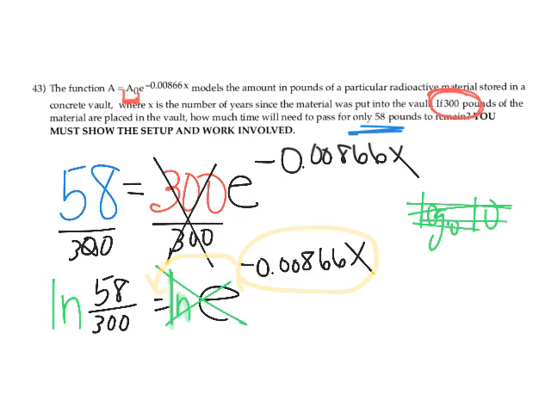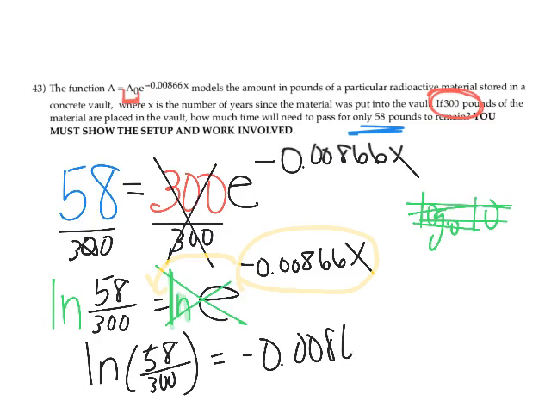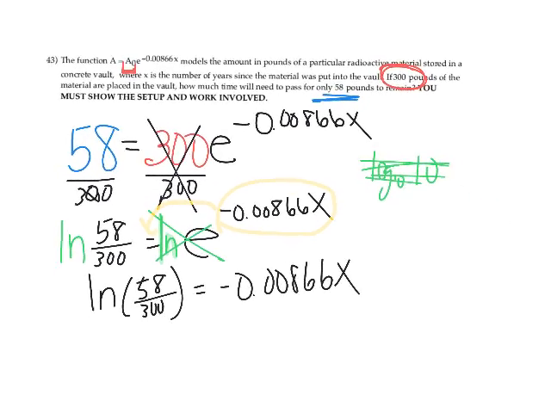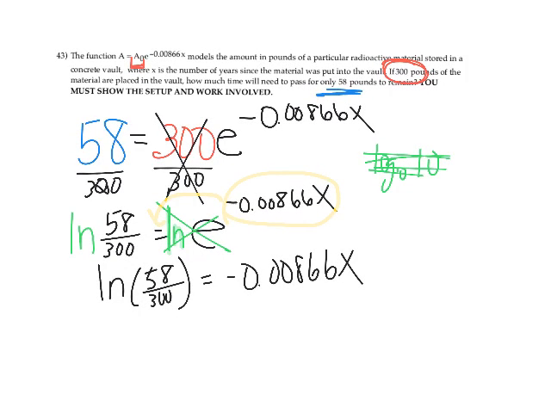Okay? But ultimately, what you got now is the natural log of this fraction, 58 divided by 300, equals negative 0.00866x. And so when you go to do your final step, you don't have to do anything in the calculator yet. Your final step is just going to be to divide both sides by that crazy decimal. So it's going to cancel out there.